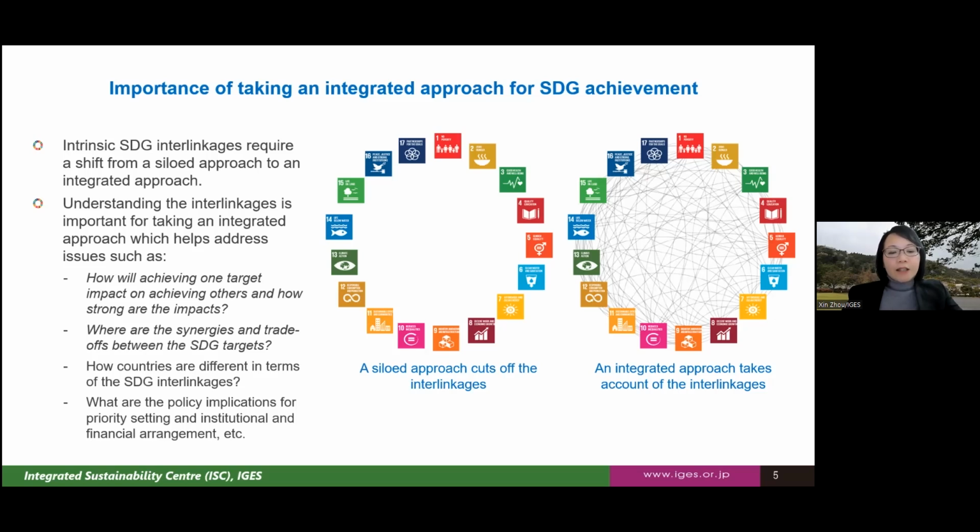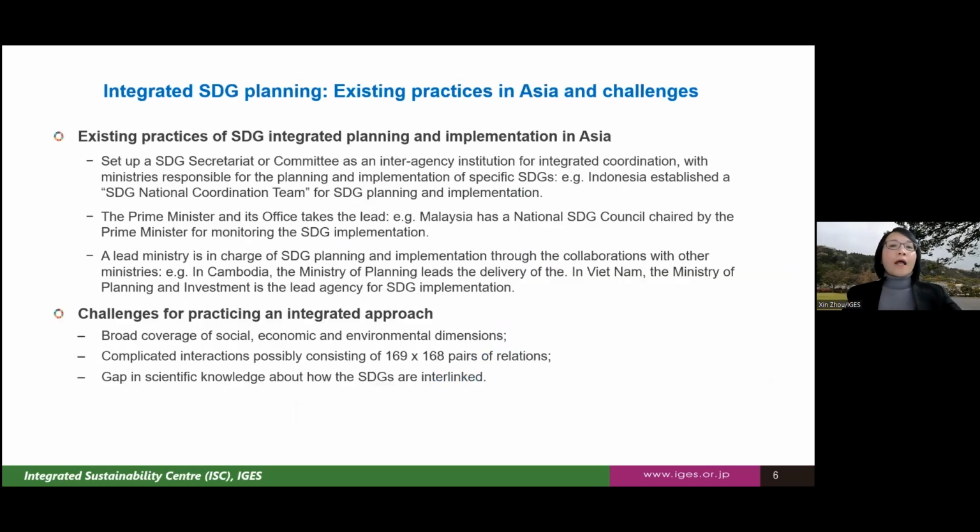Understanding the interlinkages is important for taking an integrated approach, which helps to address issues such as how achieving one target impacts achieving others, and how strong the impacts are. Where are the synergies and trade-offs between the SDG targets, and how are countries different in terms of the SDG interlinkages, and what are the policy implications for priority setting and institutional and financial arrangement?